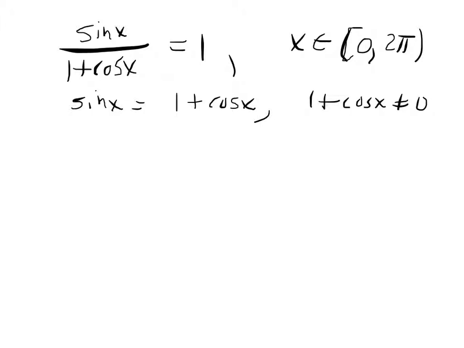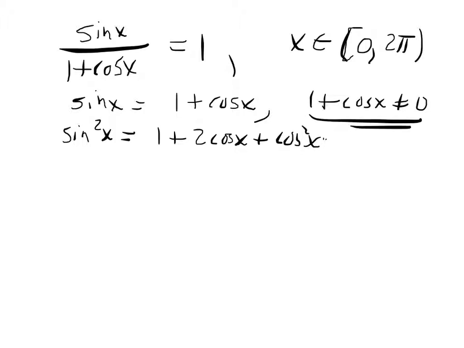So if two numbers are equal, then their squares will be equal. Now, sine x would have to be a positive number, 1 plus cosine x a positive number. If those positive numbers are equal, then their squares will be equal. If this is a negative number, and 1 plus cosine x is a negative number, well then square the two negative numbers that are equal, they'll be equal. So we've got to check for extraneous solutions if we square both sides of the equation. So I'm going to go ahead and get sine squared x equals 1 plus 2 cosine x plus cosine squared x. Remembering all along from now on that 1 plus cosine x can't equal 0.